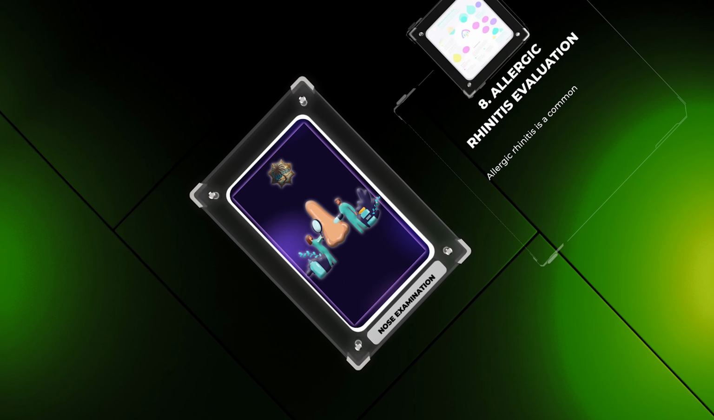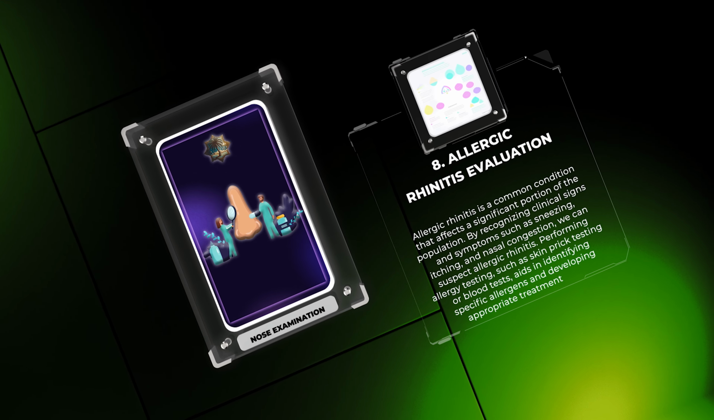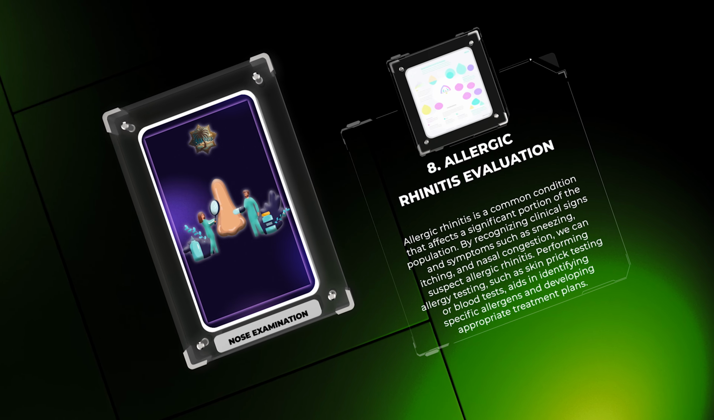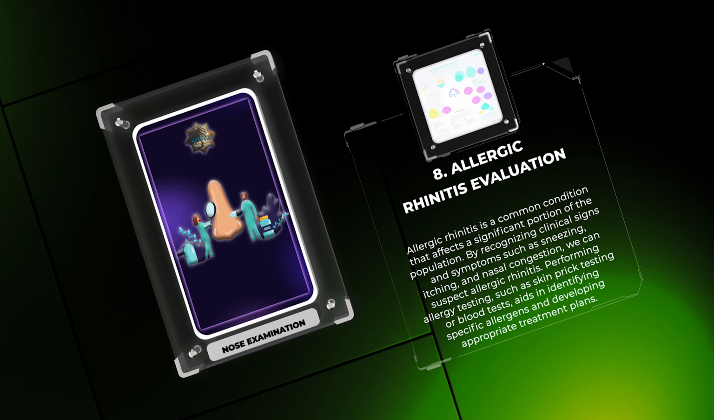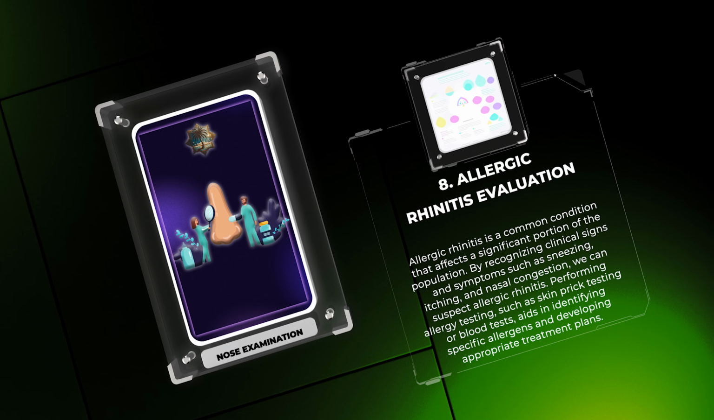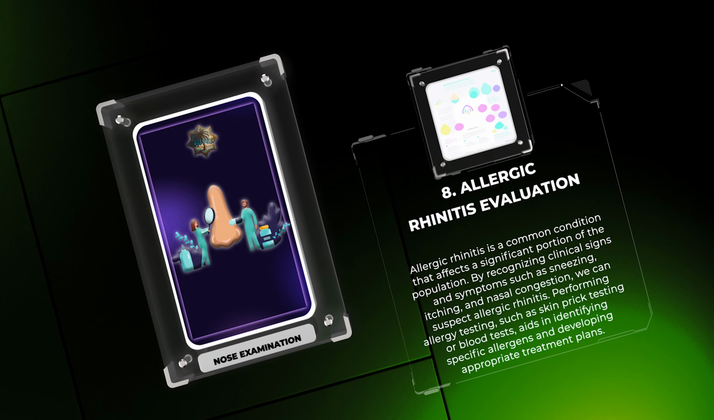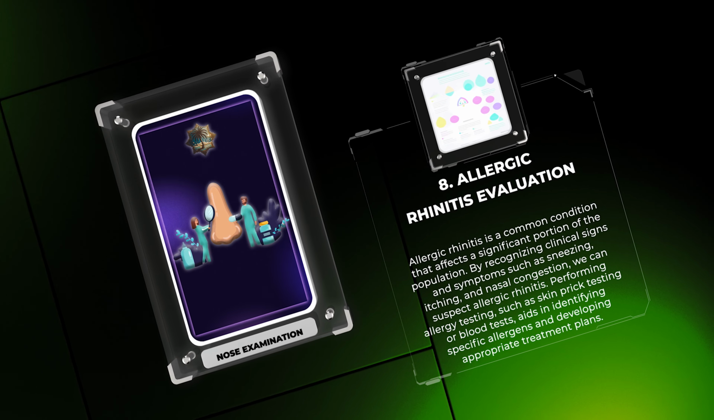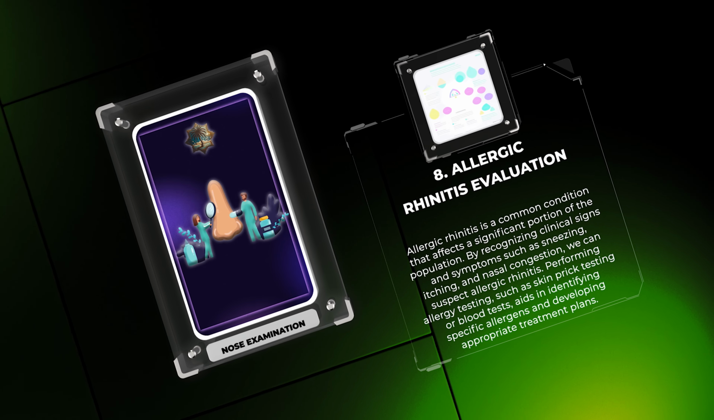Allergic rhinitis is a common condition that affects a significant portion of the population. By recognizing clinical signs and symptoms such as sneezing, itching, and nasal congestion, we can suspect allergic rhinitis. Performing allergy testing, such as skin prick testing or blood tests, aids in identifying specific allergens and developing appropriate treatment plans.